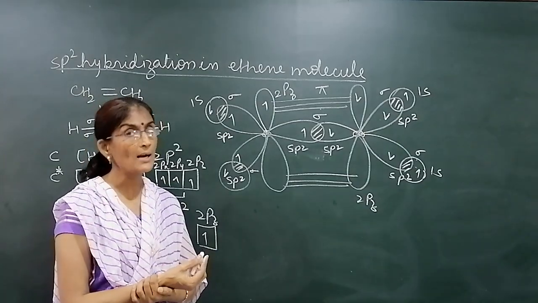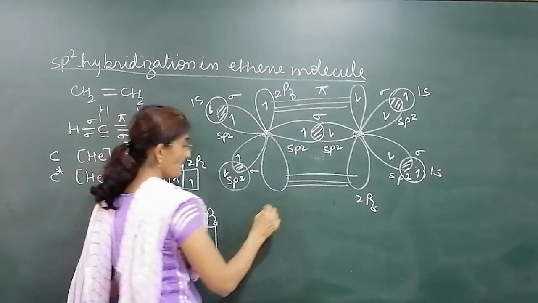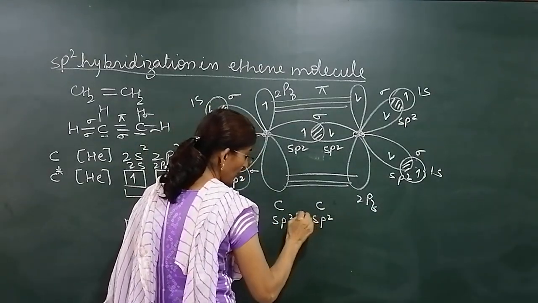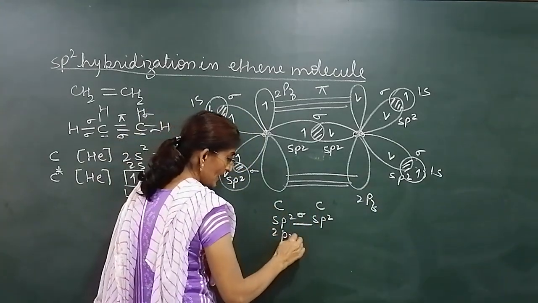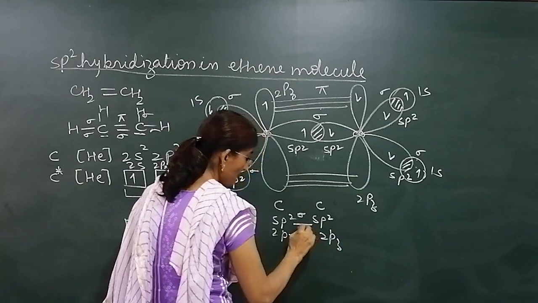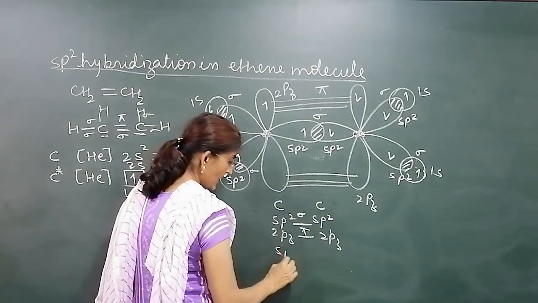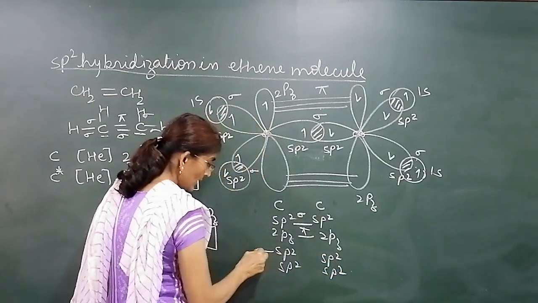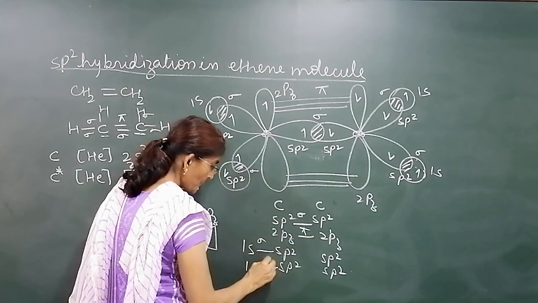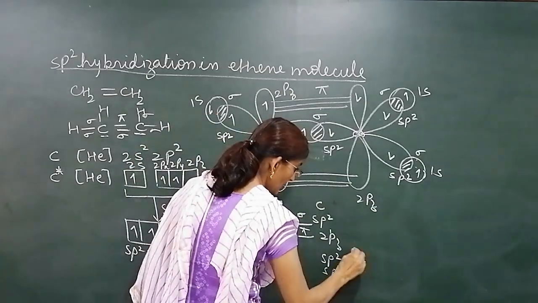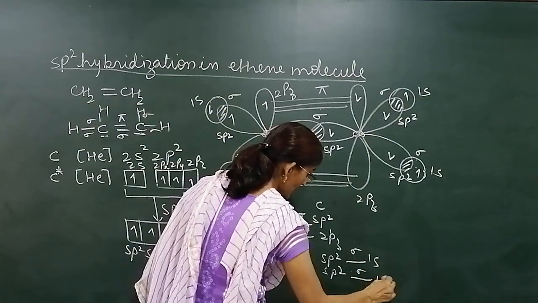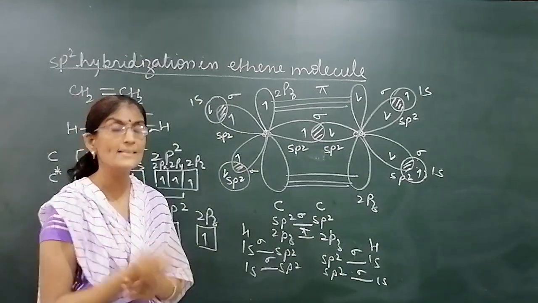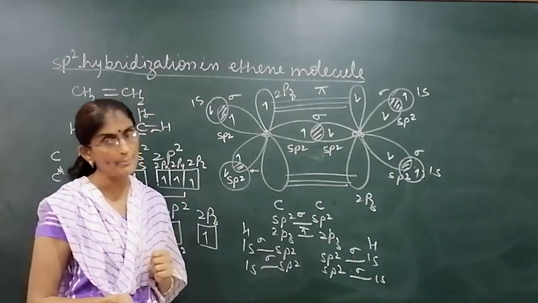Hybridization of both the carbon atoms is sp2. How are the bonds formed? Of 2 carbon atoms, sp2 hybrid orbitals overlap. What type of bond is formed? Sigma. 2pz overlap. Which bond forms? Pi bond. Then the remaining sp2 of both the carbons will overlap with 1s orbital and form sigma bond. These are also overlapped with 1s orbital and form sigma bond. These 1s orbitals are of hydrogen. This type of hybridization takes place and carbon undergoes sp2 hybridization.